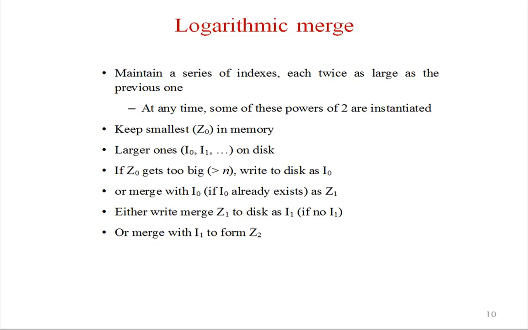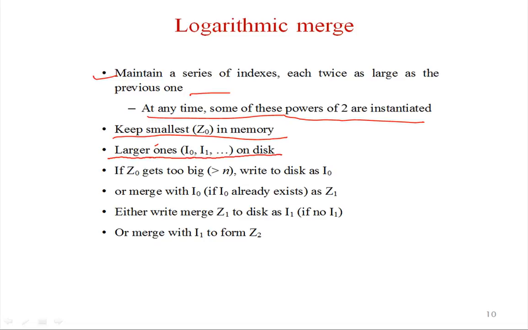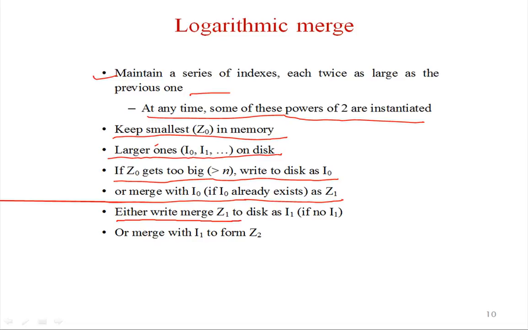It maintains a series of indexes, each twice as large as the previous one. At any time, some of these powers of 2 are instantiated. It keeps the smallest, Z0, in memory, and the larger ones, I0 to I1, on disk. If Z0 gets too big, greater than n, it writes to the disk as I0, or merges with I0 if I0 already exists, as Z1. Either it writes Z1 to disk as I1 if there is no I1, or merges with I1 to form Z2.